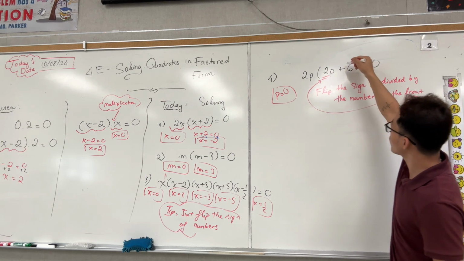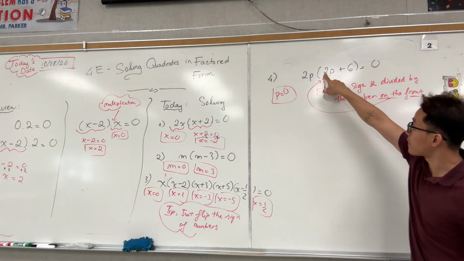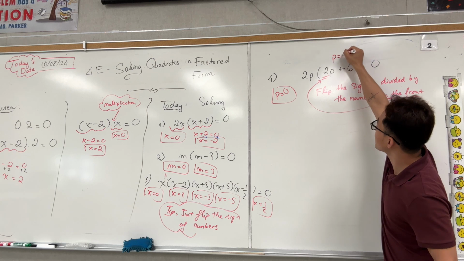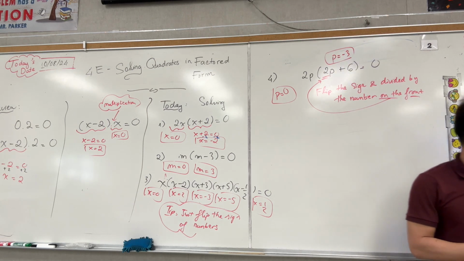Okay? And then this one, flip the sign. 6, you flip it, becomes negative 6. Divided by 2, so the solution is negative 3. Sound good? Easy stuff.